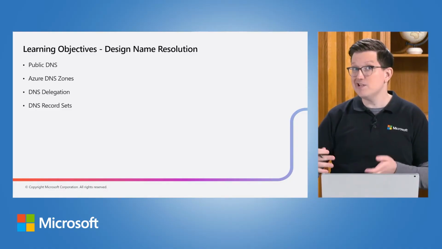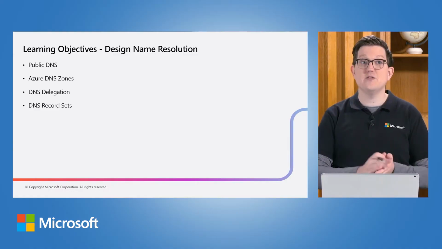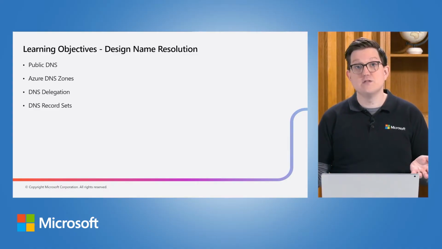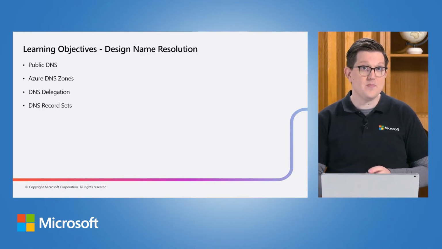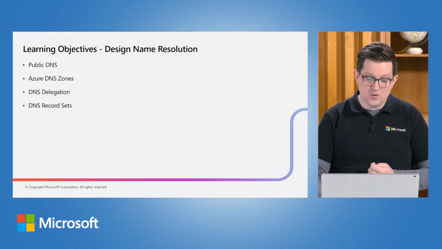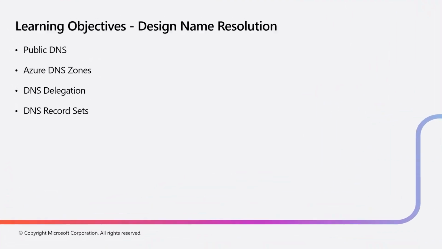Ensure that people coming in don't need to know some arbitrary IP address to be able to get into your environment and find the site they're looking for. They can just use something a little bit friendlier and a little bit more human readable. Let's begin with that public DNS. Let's just talk about how this functions in Azure at a high level.